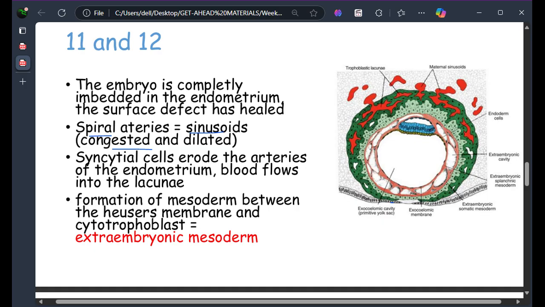If you check a diagram on uterine cycles, you see those arteries that are found there. Those are what we're calling the spiral arteries. So those spiral arteries will be eroded away.